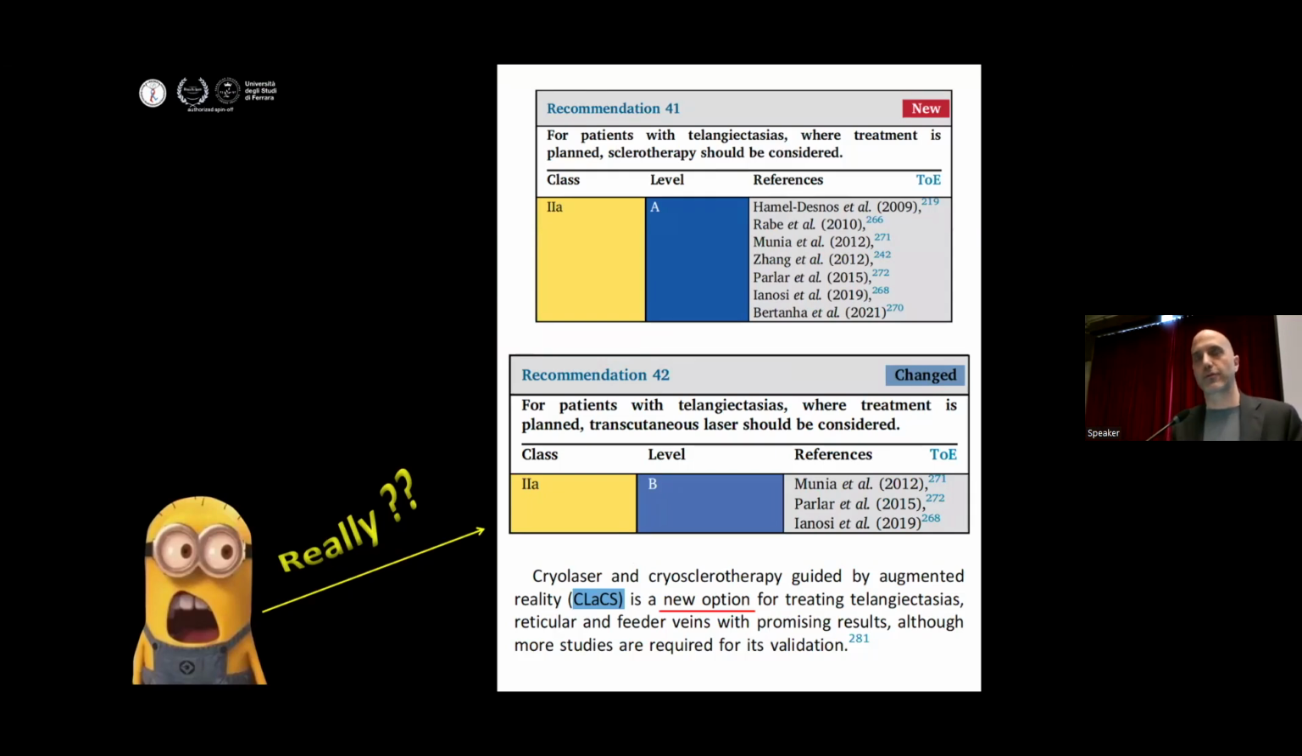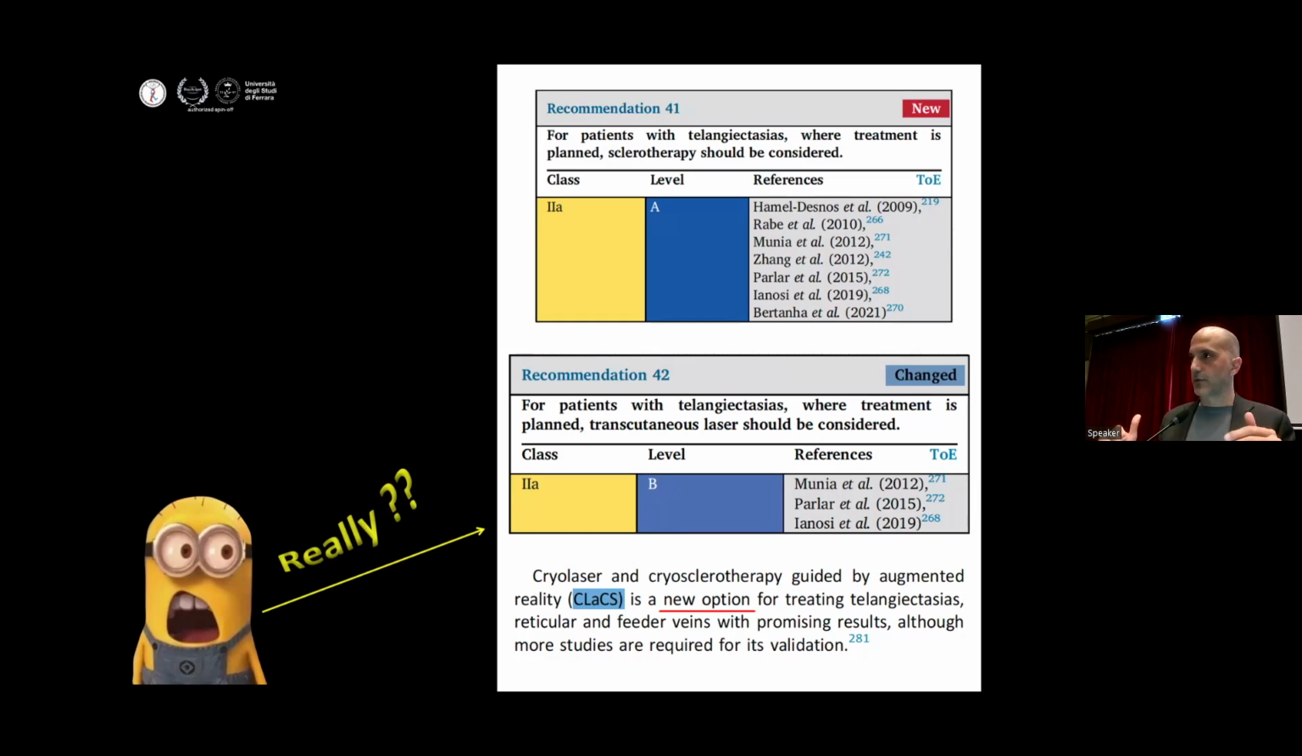Here you have. Not based on methodological flaws, I kindly disagree with terms like "should be considered." What does "should be considered" mean? You see, for example, for patients with telangiectasia, where treatment is planned, sclerotherapy should be considered, but also transcutaneous laser should be considered, 2AA, 2AB. Does it mean that I have the patient in front of me, I see the legs, and well, I'm considering that, but okay, I don't care, I do something else? Is it recommended or not?